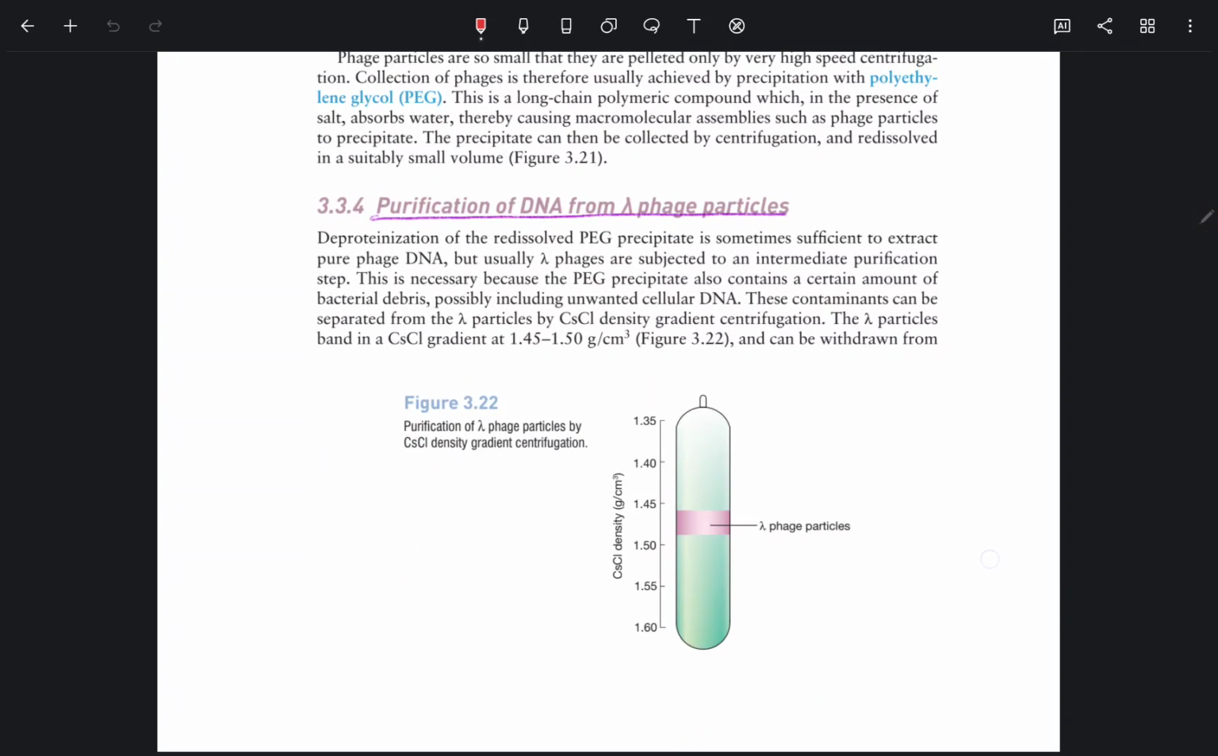Purification of DNA from lambda phage particles. Deproteinization of the redissolved PEG precipitate is sometimes sufficient to extract pure phage DNA, but usually lambda phages are subjected to an intermediate purification step.